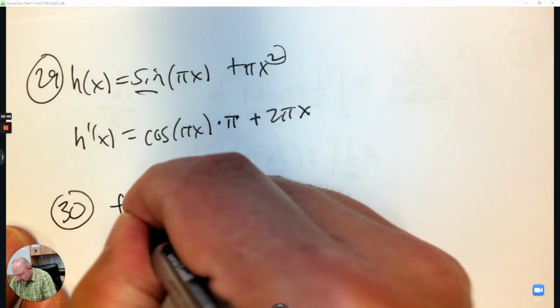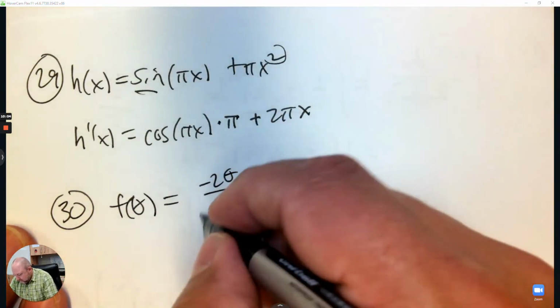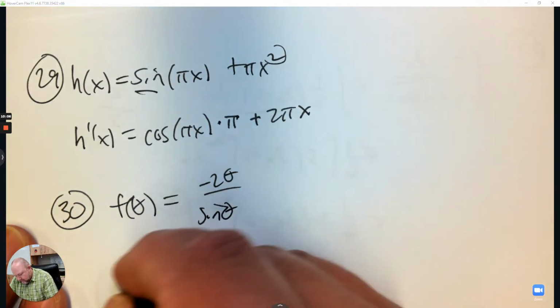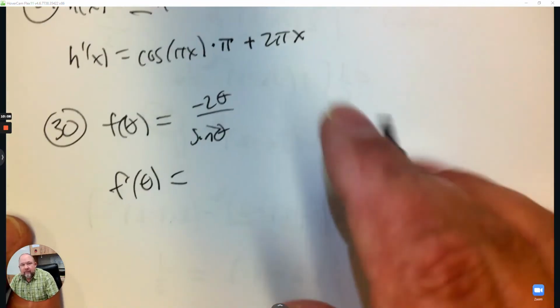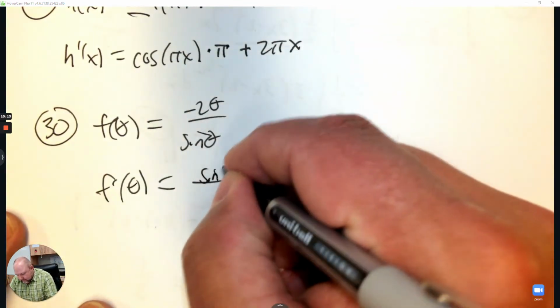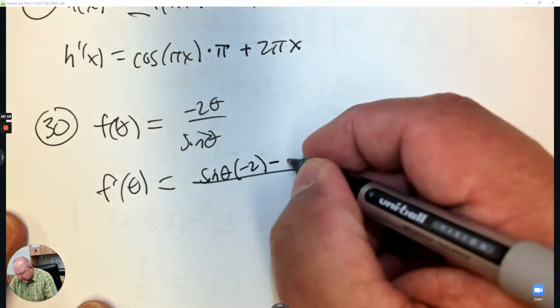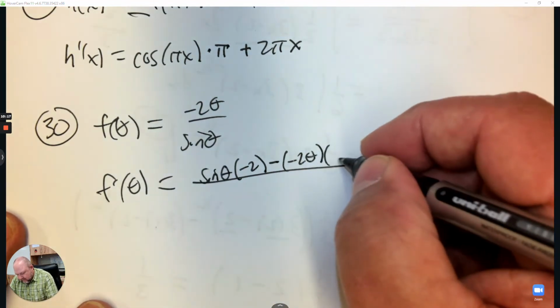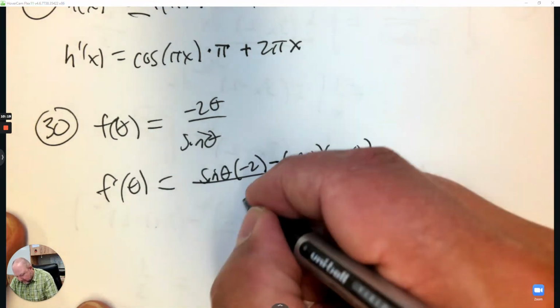Number 30. The derivative rule here is going to be the quotient rule. That's the bottom times the derivative of the top, subtract the top times the derivative of the bottom, and then the bottom squared.